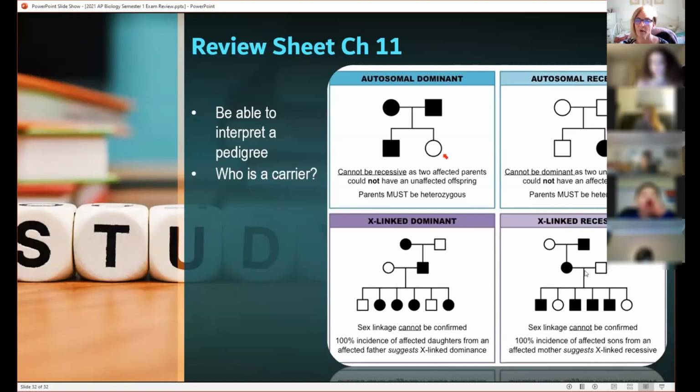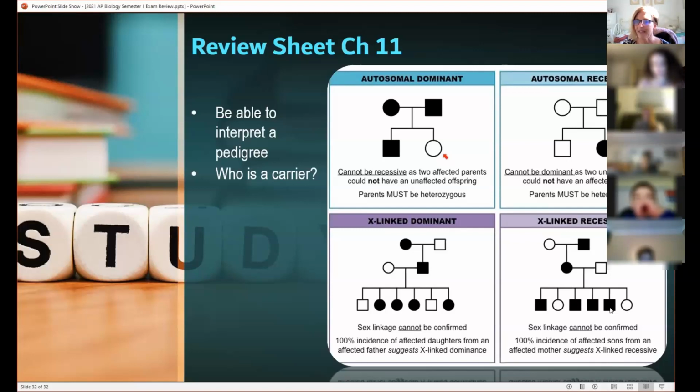In this case, you don't have a skipped generation, so that's not always the case. Recessive, those are the ones that are going to have carriers. So in this case, autosomal, you have to get it from both parents. So both 1 and 2 would be carriers.